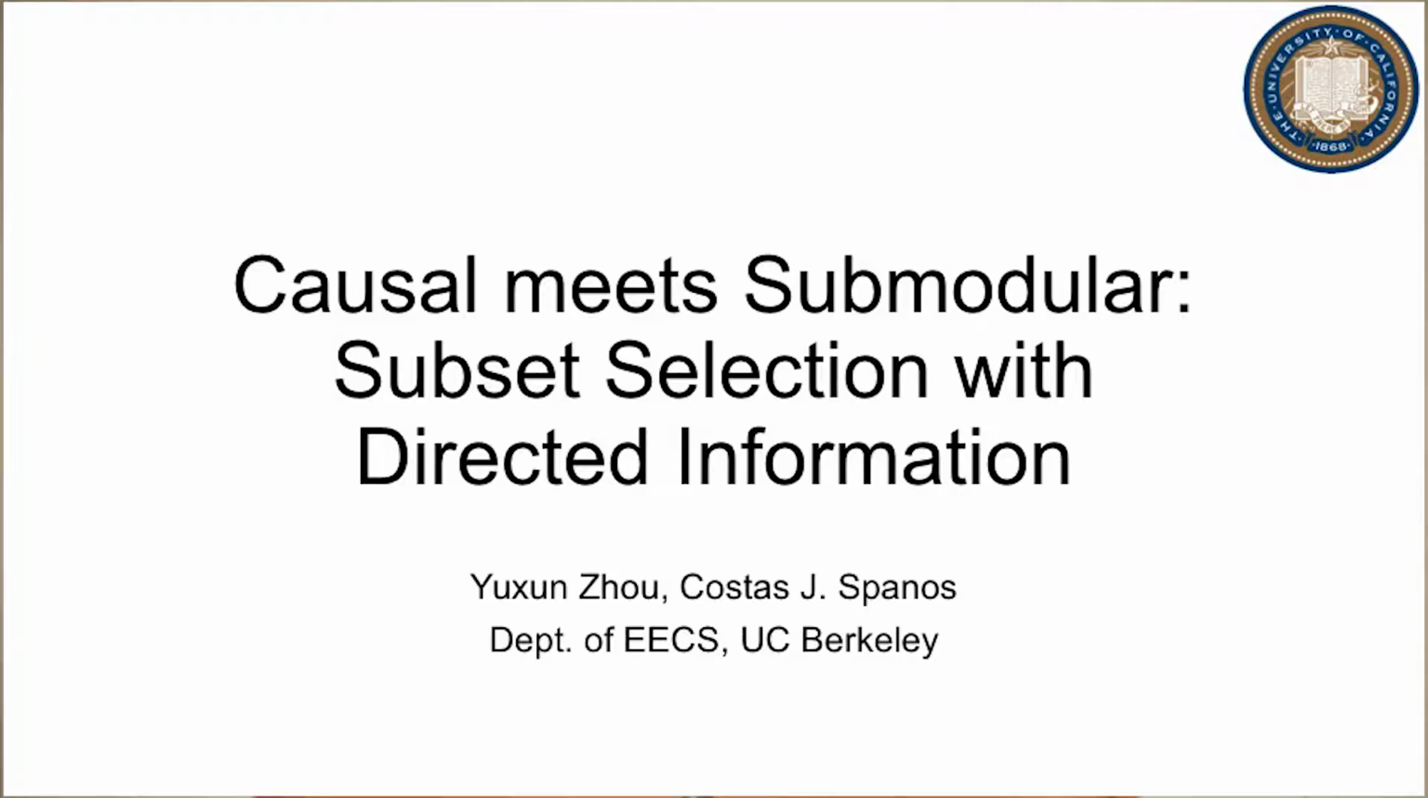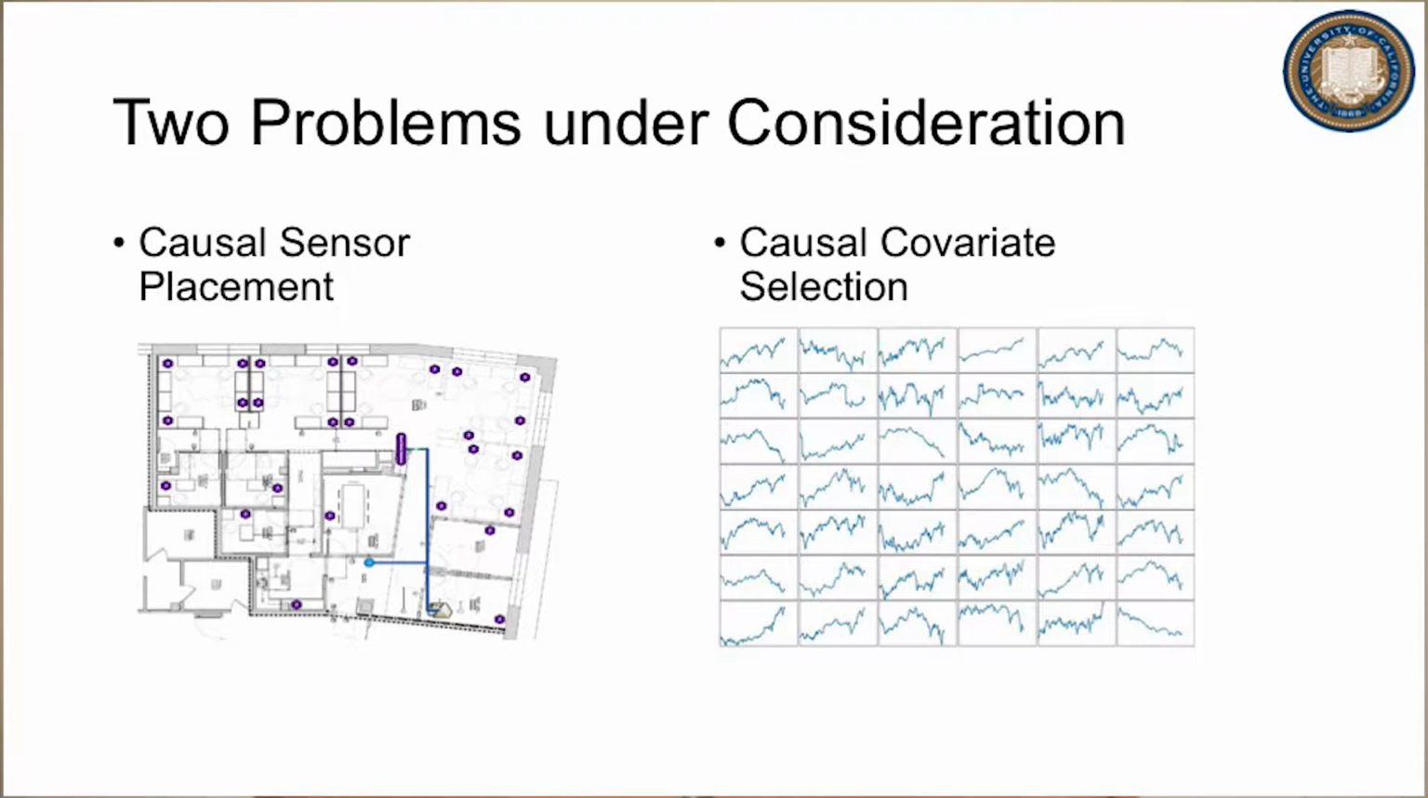It's my pleasure to introduce our new work on causality and submodularity. Our paper is entitled Causal meets Submodular: Subset Selection with Directed Information. In this paper, we consider two important problems related to subset selection. The first one is what we call causal sensor placement.